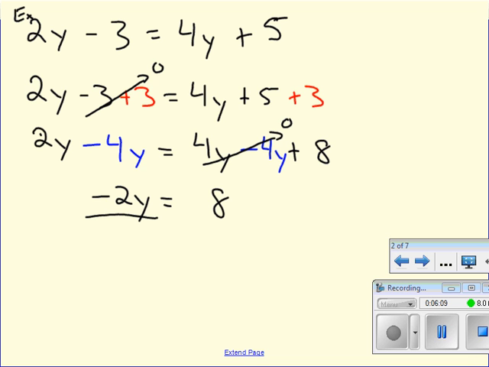Whatever this over here is, I have to get it to positive 1, so I'm going to divide both sides by negative 2. This all cancels out to 1. So 1y is equal to 8 over negative 2, which is negative 4. And that is how we solve multi-step equations.